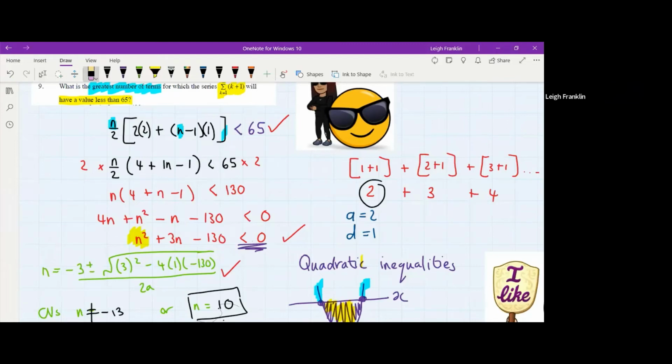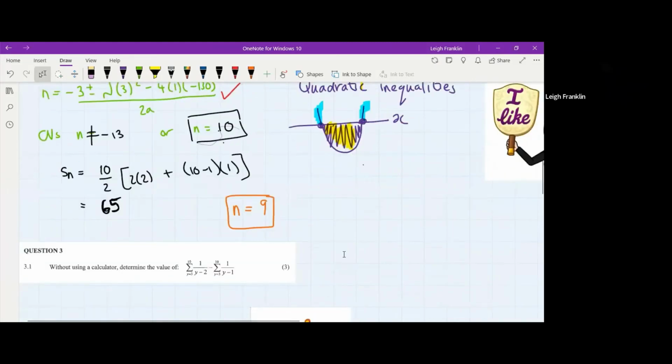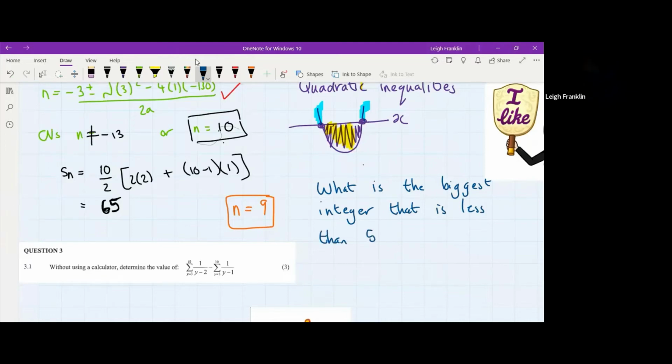Let me ask you a question. Tell me the biggest integer that is smaller than 5. What's the biggest integer that is smaller than 5? Let me write it down for you. What is the biggest integer that is less or smaller than 5? 4.99.